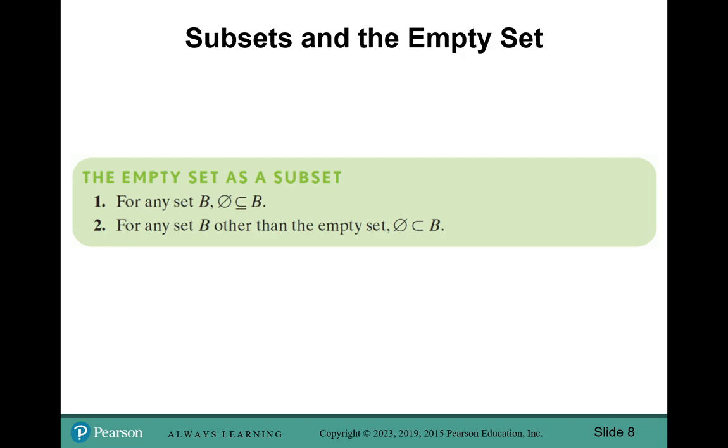Okay. What this means: the empty set is a subset of any set. You can find some nothing in any set. It might have some something in it too, but you can find some nothing in any set. And as long as the set itself isn't completely empty, it has something else in it other than nothing, then the empty set is a proper subset of that set. That is essentially what 1 and 2 say.